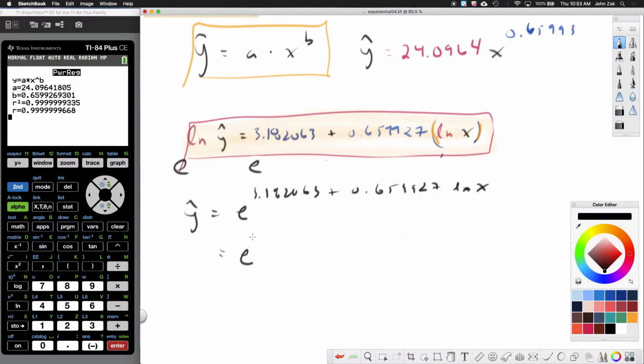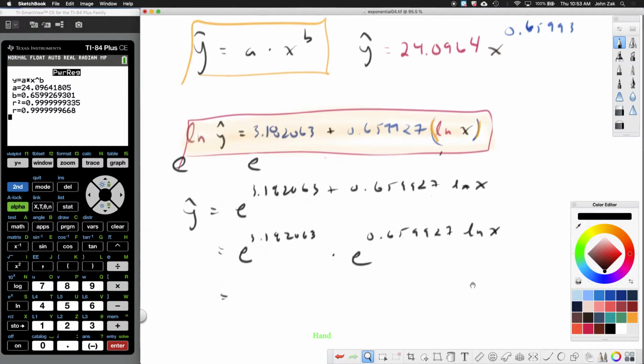So I can write this as e to the 3.182063 times e, because it's with the same base, 0.659927 natural log of x. Now, another kind of principle we can apply here.